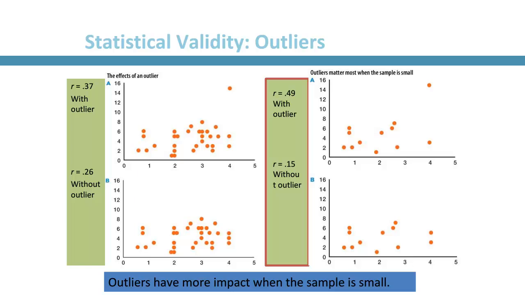On the right hand side, we're doing the same thing. Here we have a smaller sample, and so we have a bigger difference with and without the outlier. So here our correlation's 0.49 with the outlier. Same data set right below that in scatter plot B. It drops to 0.15 without that outlier. So outliers matter. They especially matter when you have small sample sizes.